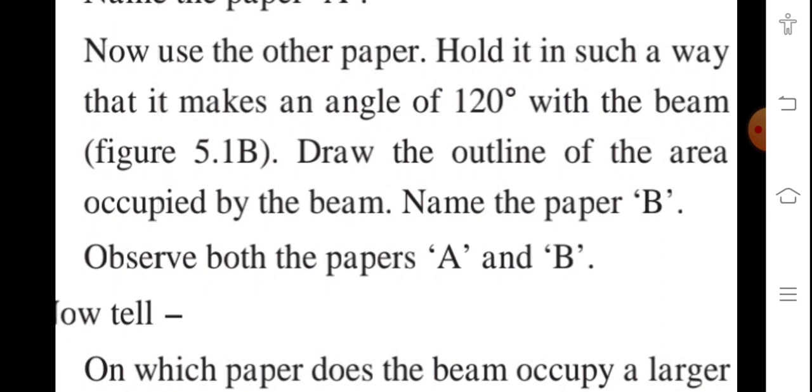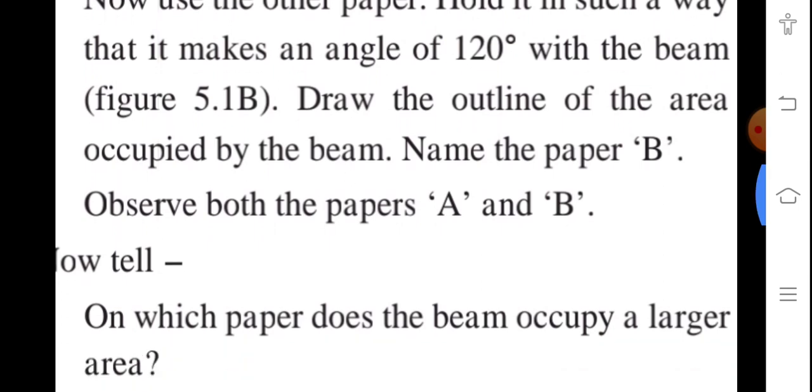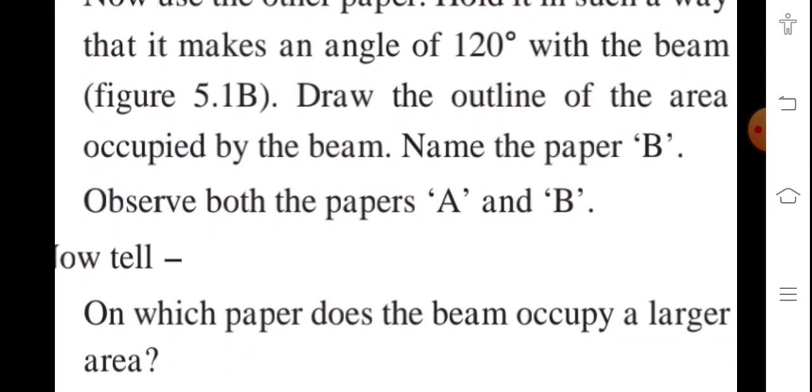Then, as we did in the first figure, we outline the area occupied by the beam. Just like that, in figure 5.1b, we have to outline the area occupied by the beam of the torch. Now, name the paper B. We gave paper B to this paper. Observe both the papers A and B.